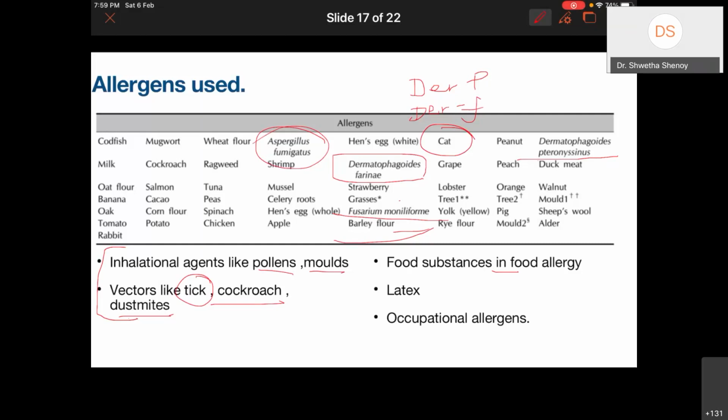inhalational problems. Coming to food allergies, as usual, anything that is eaten can cause allergy. So there is egg, there is lobster, peanut, and there are extracts for all of these. Then something we see in doctors is latex allergy because of use of gloves, where your skin tends to get sensitized. Occupational allergies is where in your place of occupation you are exposed to different kinds of allergens. So all these can be tested using skin prick.